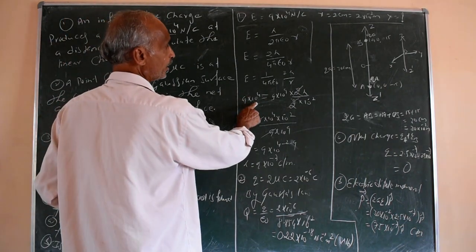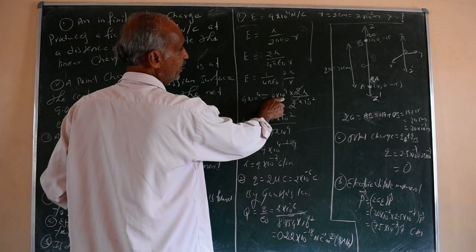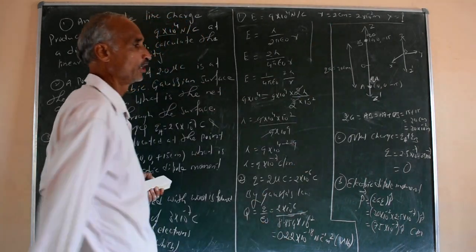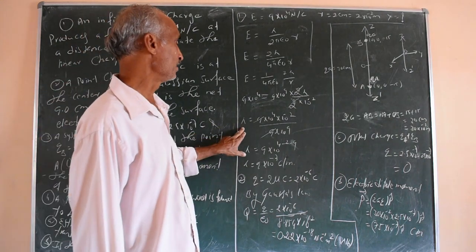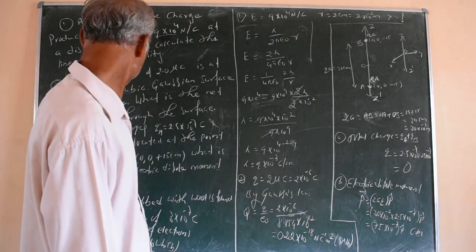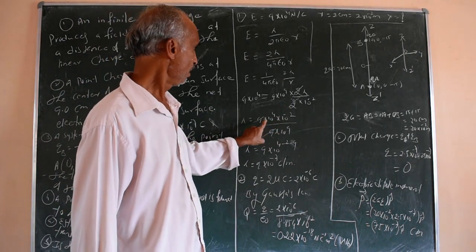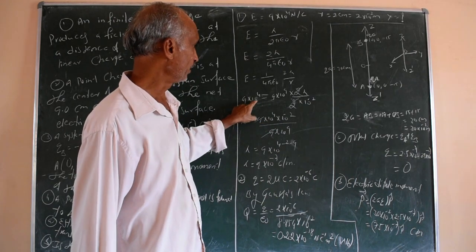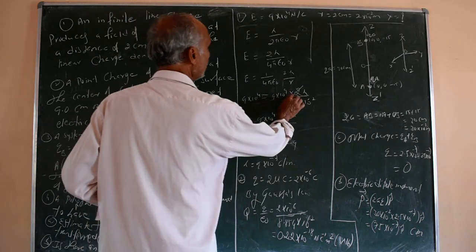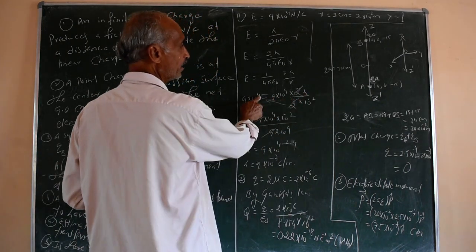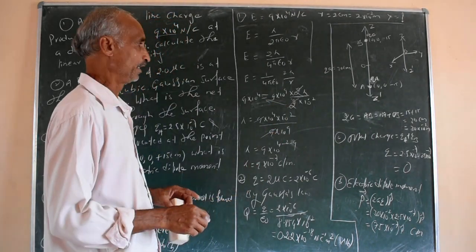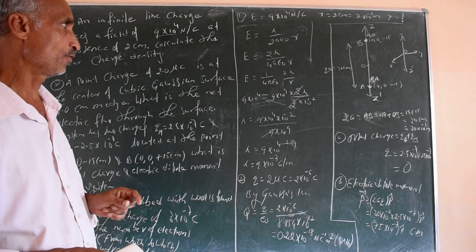It is 9 into 10 raised to 4. 1 upon 4 pi epsilon naught is 9 into 10 raised to 9, into 2 into lambda. R is 2 centimeter, 2 into 10 raised to minus 2 meters. Therefore lambda is equal to, by cross multiplication, 2 cancels. Then lambda is equal to 9 into 10 raised to 4 into 10 raised to minus 2, by cross multiplication, the denominator quantity comes up, upon 9 into 10 raised to 9.